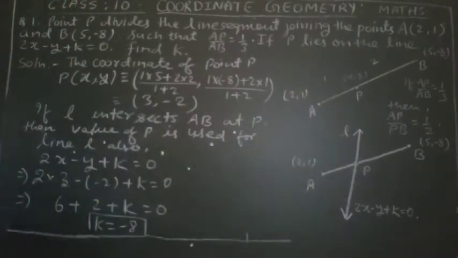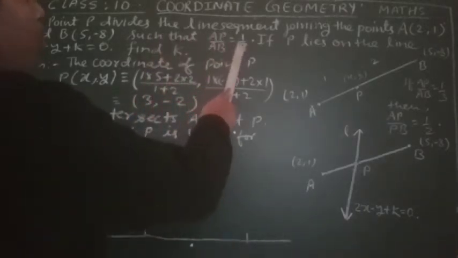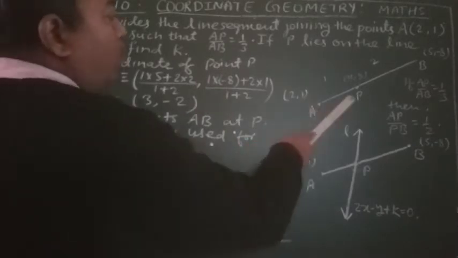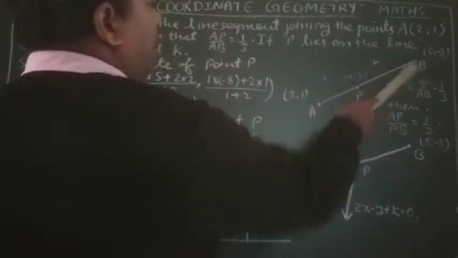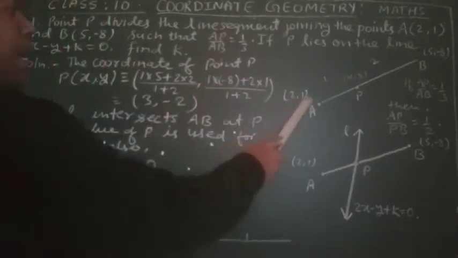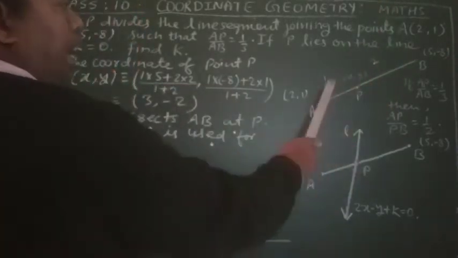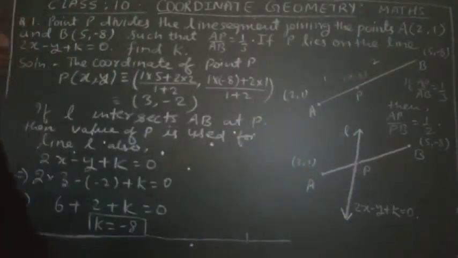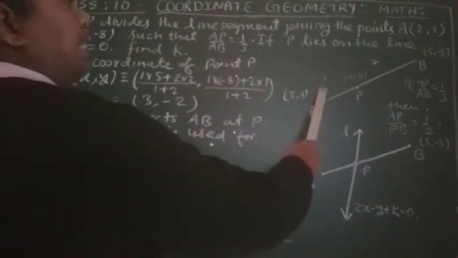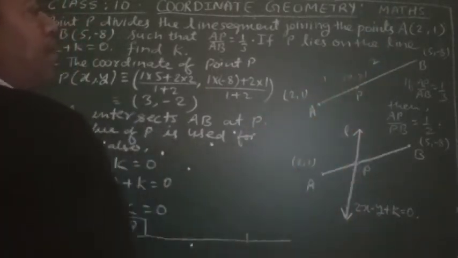How is it 1:3? We have to understand. Look at this. Here it is given such that AP by AB equals 1/3. So if AP is 1 and AB is 3, then PB will be 2. What is given? AP by AB is 1/3. AP is 1 and AB is 3. PB is 2. So the ratio of AP and PB is 1:2. Okay. So we have to find the coordinate of P by the ratio 1:2. AP by PB is 1:2. So we find the coordinate of P.